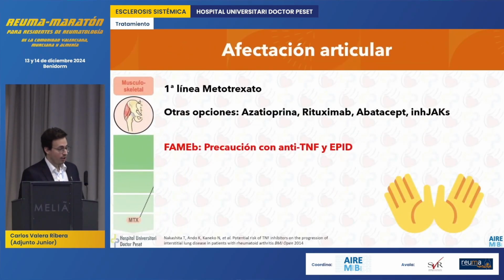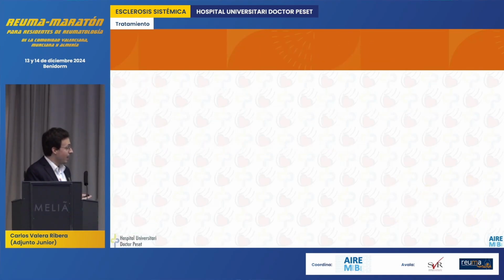Joint involvement. I think all of us probably considered it the best first-line option, right? Methotrexate and other options, well, with other immunosuppressants that we use in clinical practice. Caution with anti-TNF agents and ILD because they can worsen it. It has been documented that they can make ILD worse.